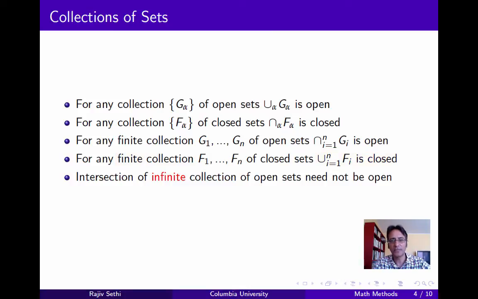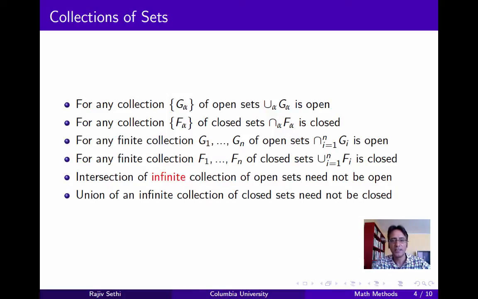Now this does not apply for infinite sets. You should be able to find an infinite collection of open sets whose intersection is not open. And you can do this using open intervals in the set of real numbers, such that the intersection is a singleton set, which is obviously closed. And you can use that example to construct an example of an infinite collection of closed sets using De Morgan's laws, such that the union of this infinite collection of closed sets is not itself closed.